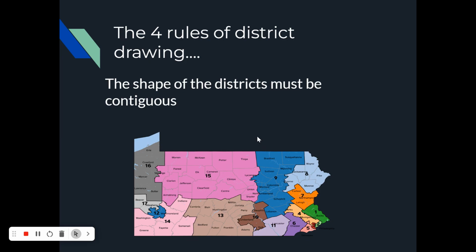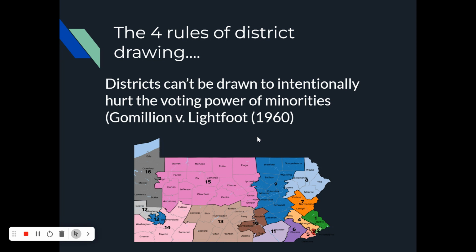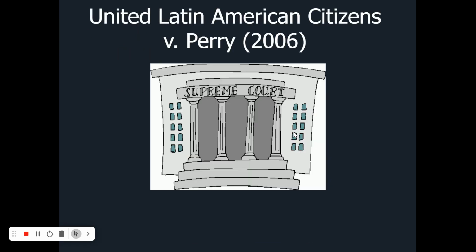We call that contiguous. And the other rule is that the districts can't be drawn in a way to intentionally hurt the voting power of minorities. In fact, today, race can't be taken into consideration at all. But this is from an important civil rights decision in 1960 called Gomillion versus Lightfoot, where the state of Alabama was intentionally drawing their districts in a way to make the African American population the overwhelming minority in every district to prevent African American candidates from getting elected to the United States House of Representatives. So the other major thing is you can't draw the districts in a way to hurt the voting power of minority groups.